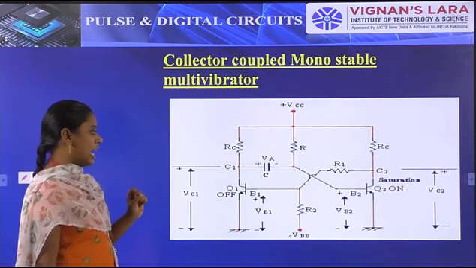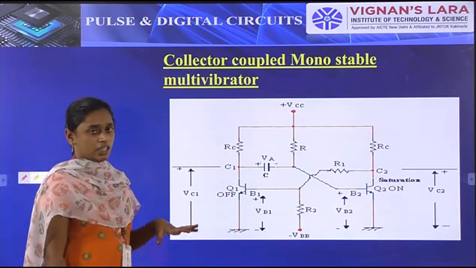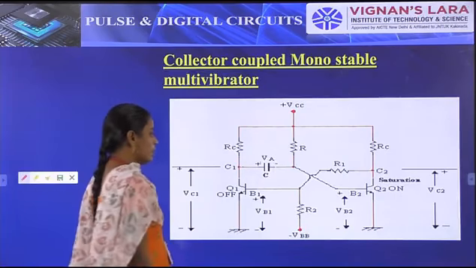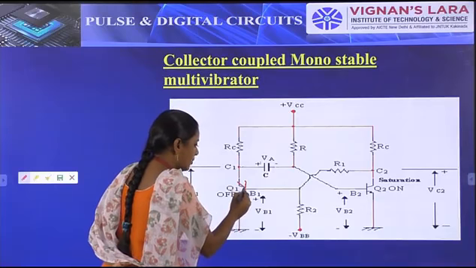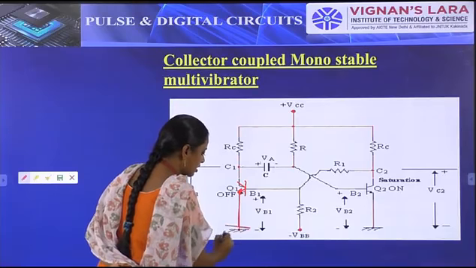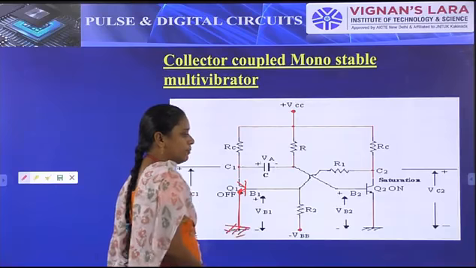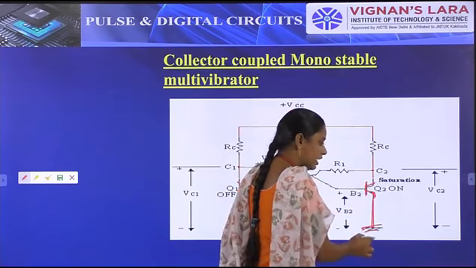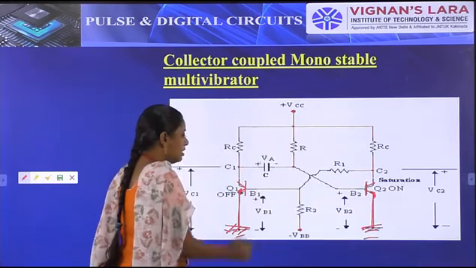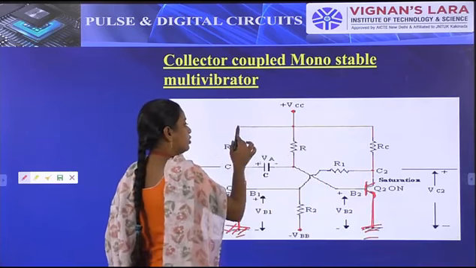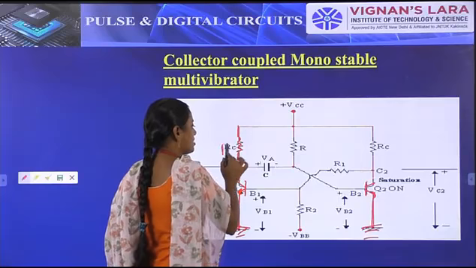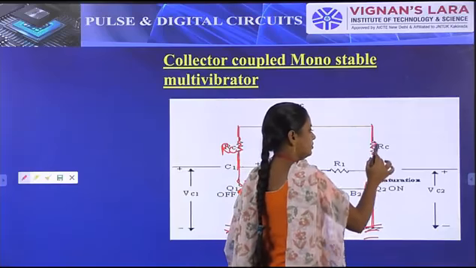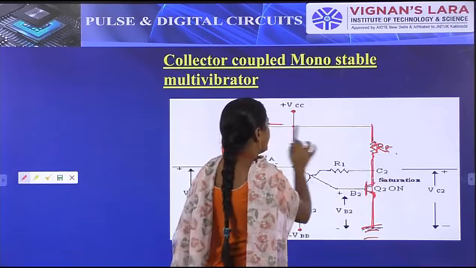Here we use two transistors. Obviously, in collector coupling or any multivibrator we use two transistors. So here the connections will be as usual: Q1 and Q2. Both the emitter terminals will be connected to the ground. At the same time, the collector terminals will be connected to VCC through the resistor RC, and both are connected to VCC.